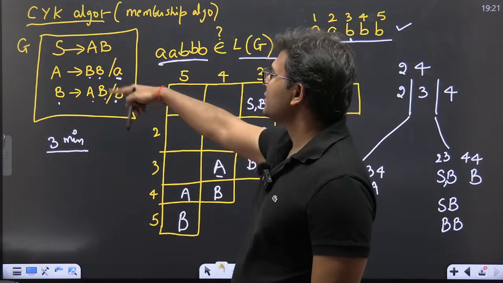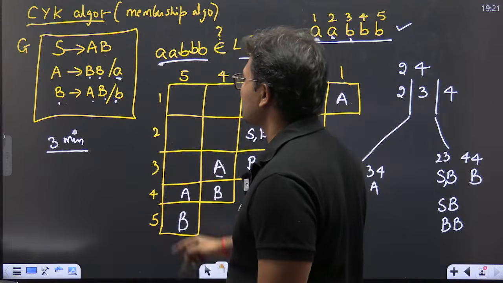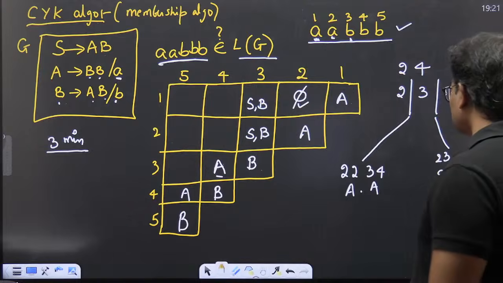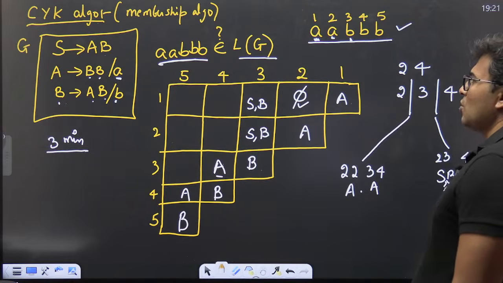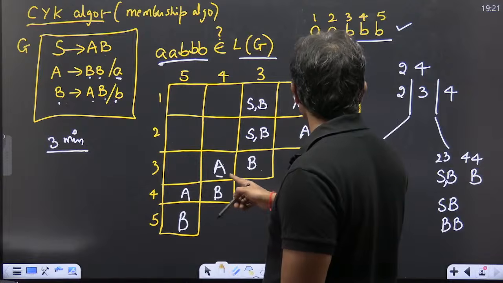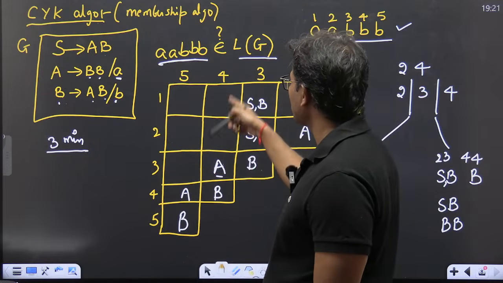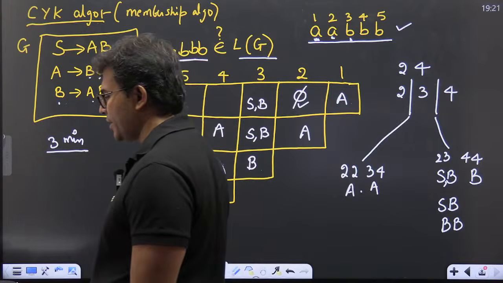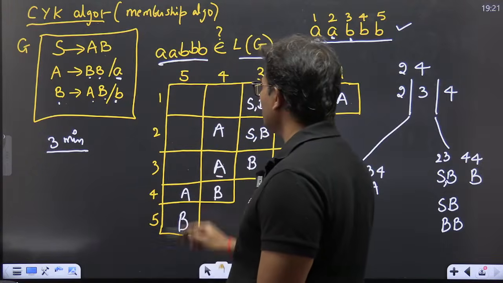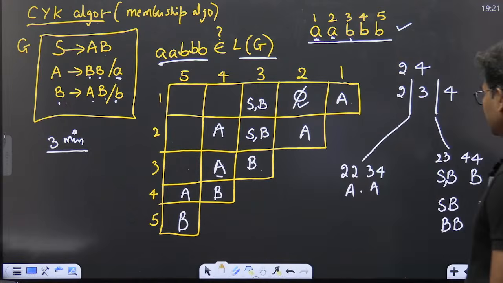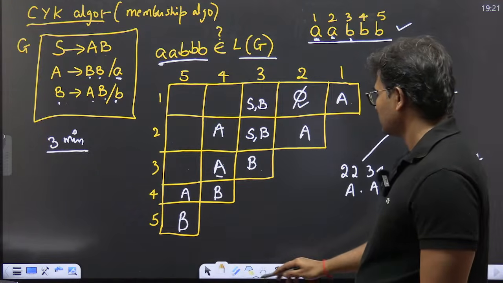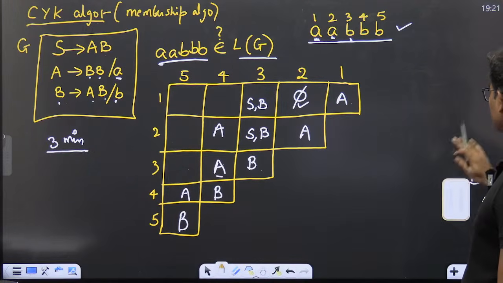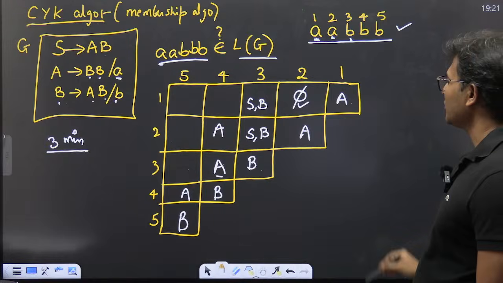In the right hand side, SB is not there, but BB is there. So you get A. So 2, 4 is A. Now what about 3, 5? Can someone tell me about 3, 5? Do it in the same method, okay?